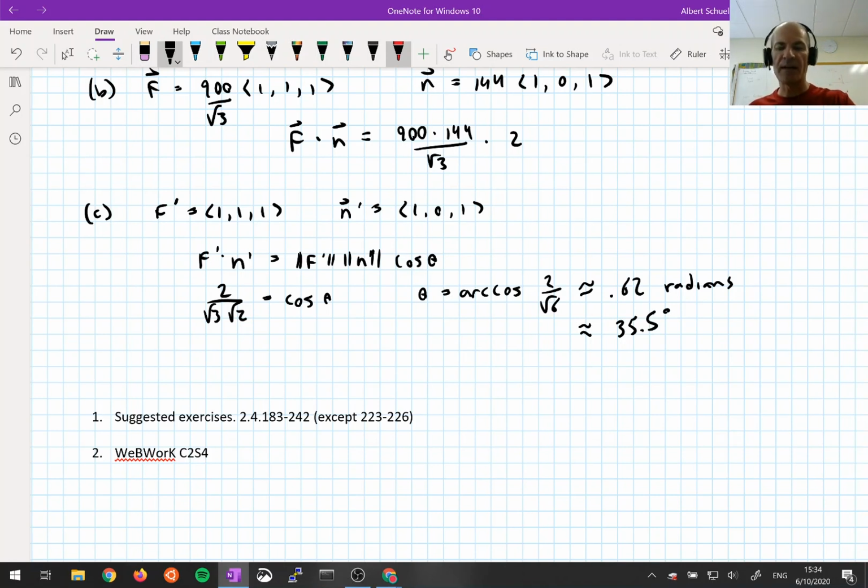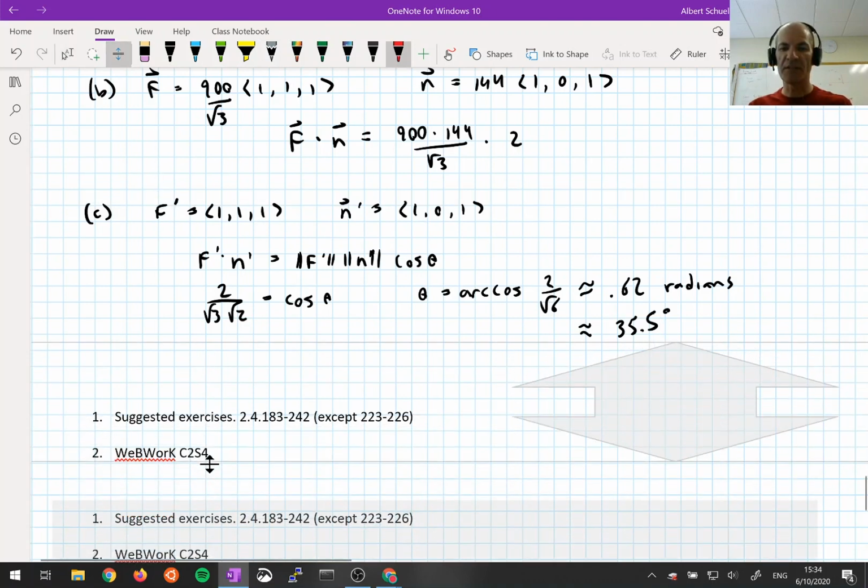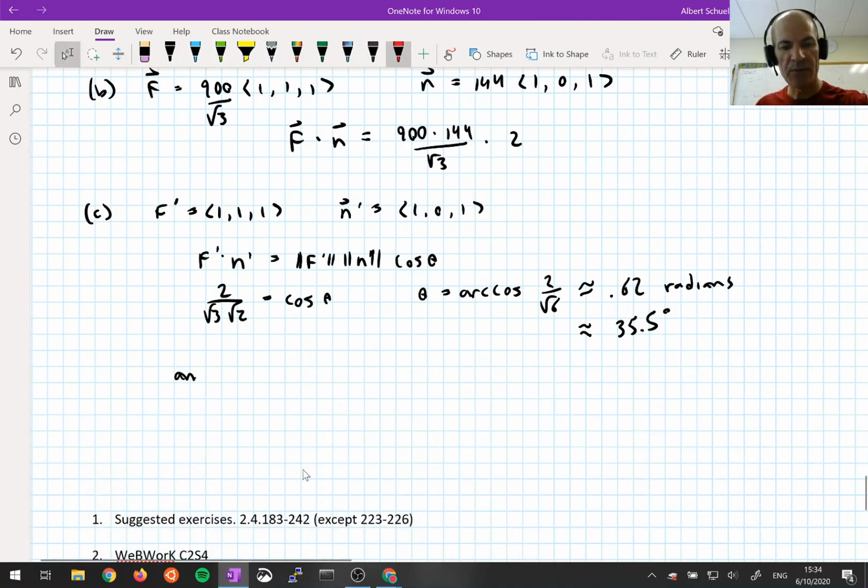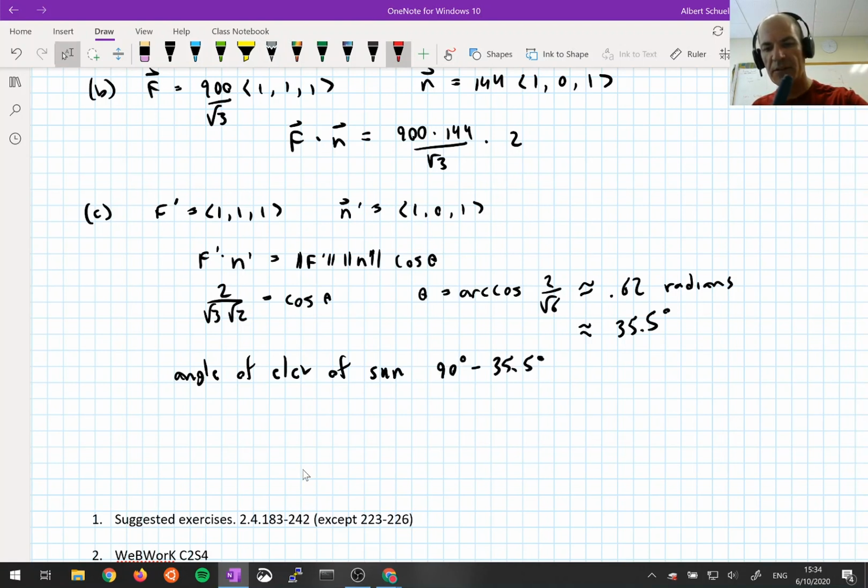And remember that the angle of elevation of the sun is complementary to this, so the angle of elevation of the sun is 90 degrees minus 35.5 degrees. That's going to be what, 54.5 degrees? So that's a sun that's relatively high in the sky.